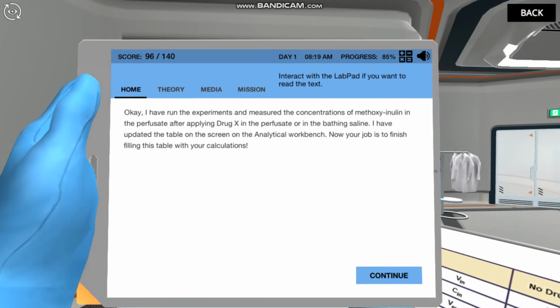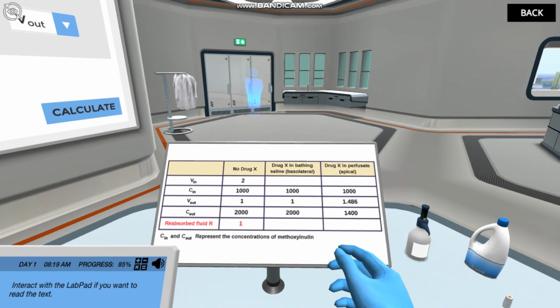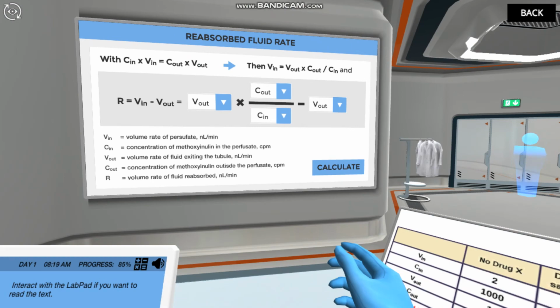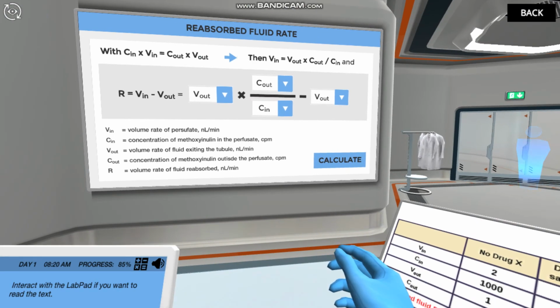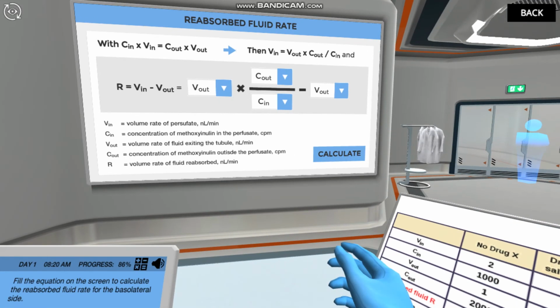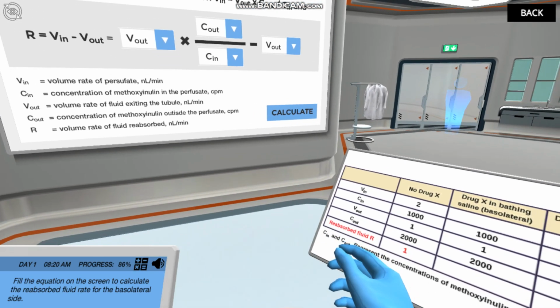Okay, I have run the experiments and measured the concentrations of methoxyinulin in the perfluorescate after applying drug X in the perfluorescate or in the bathing saline. I have updated the table on the screen on the analytical workbench. Now your job is to finish filling this table with your calculations. Fill the equation on the screen to calculate the reabsorbed fluid rate for the basolateral side.